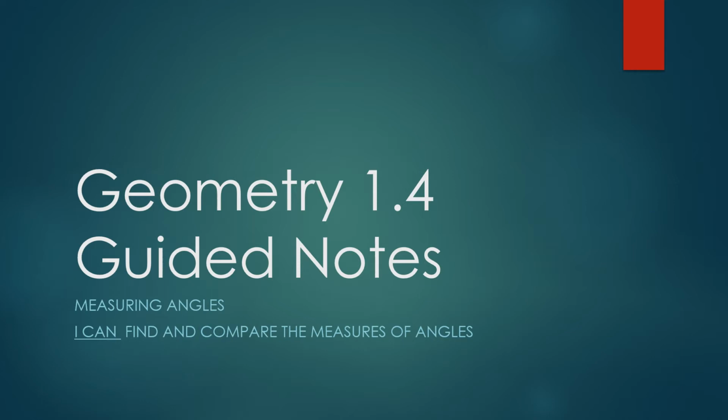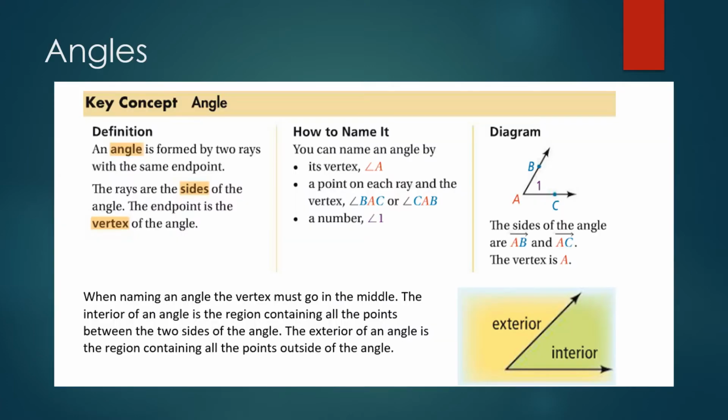Hey everyone, so today we're going to be taking a look at section 1.4, which is about measuring angles. So to get started, the first thing we need to do is define what an angle is. An angle is formed by two rays with the same endpoint. The rays are called the sides of the angle, while the endpoint is called the vertex.